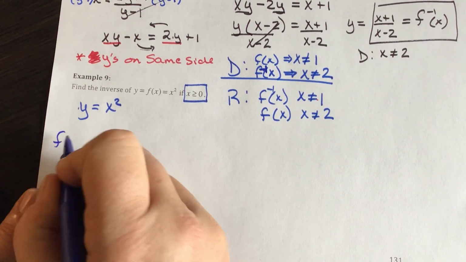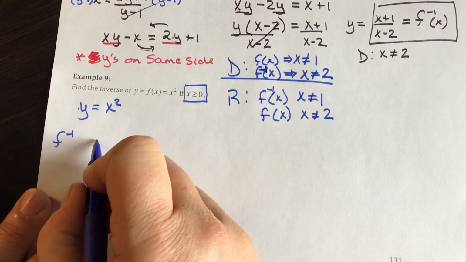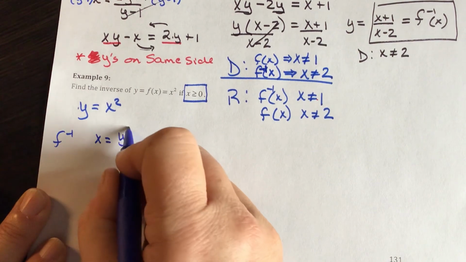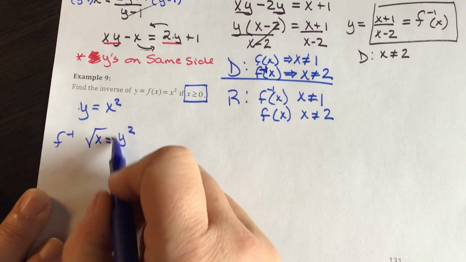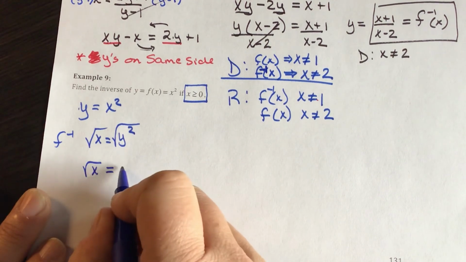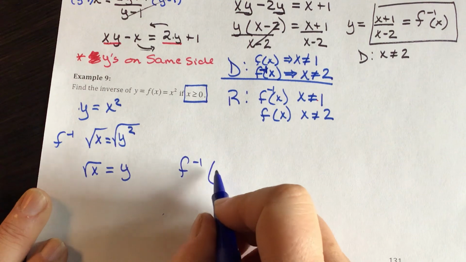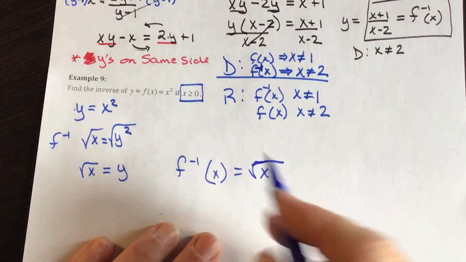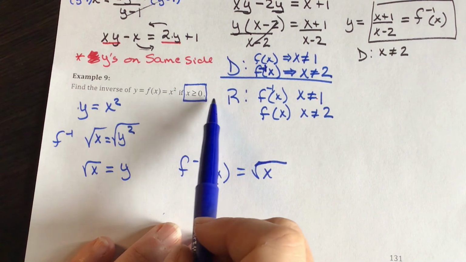So if I want to find the inverse function, I'm going to switch x and y. So x equals y squared. And then I'm going to square root both sides. And then I'm going to have square root of x equals y. So my inverse function is square root of x.